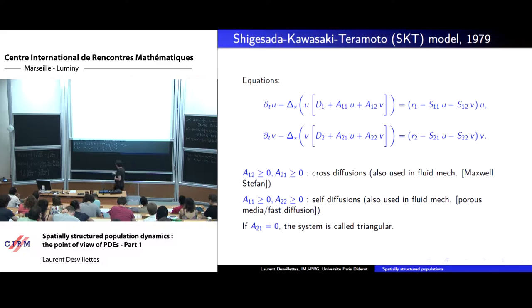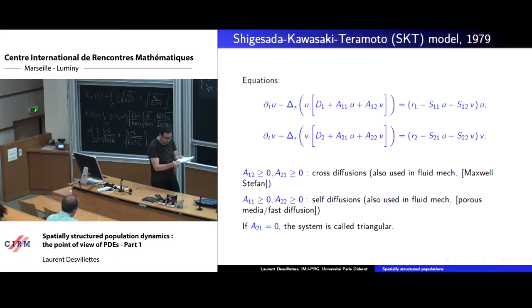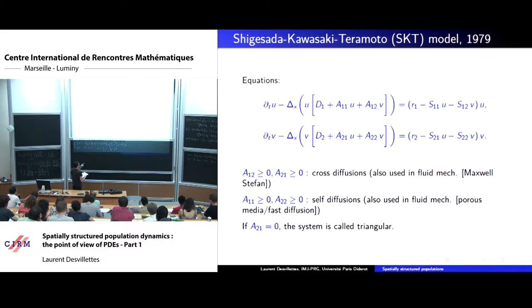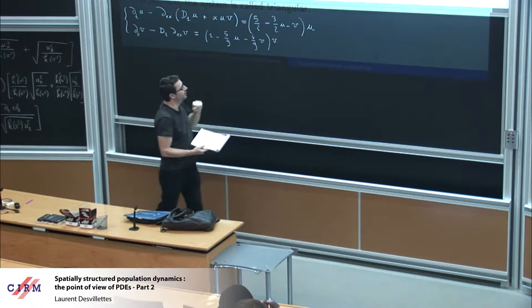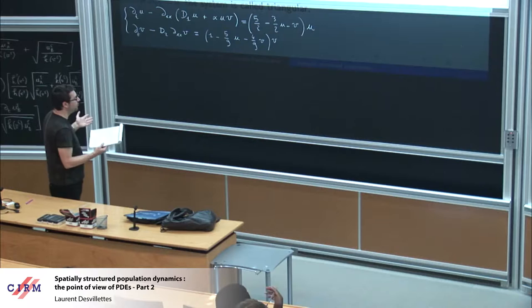So my claim is that for this model, Turing instability may indeed appear if D1, D2, and alpha are chosen in the right way. So let me try to show this to you. The first thing consists in selecting the coexistence equilibrium for the right-hand side, which is here. As you can see, this amounts to solving a set of two equations. This is equal to this, and this is equal to this. And actually, the parameters are selected in such a way that this solution is obvious. It's just u equals 1 and v equals 1, okay?